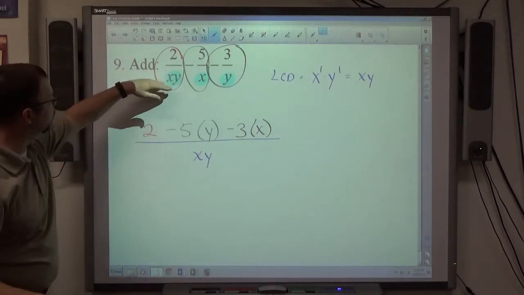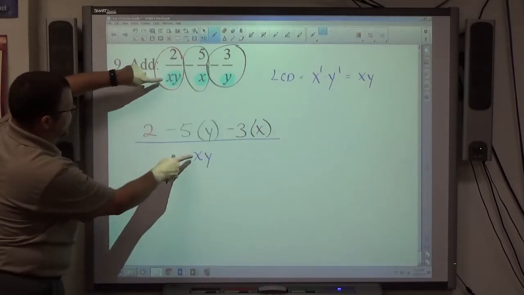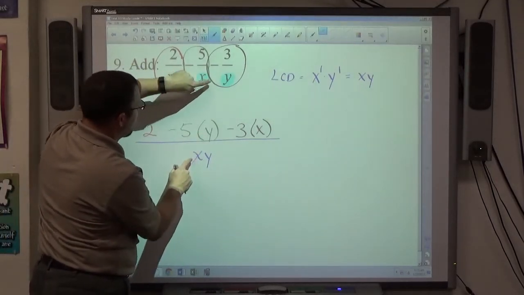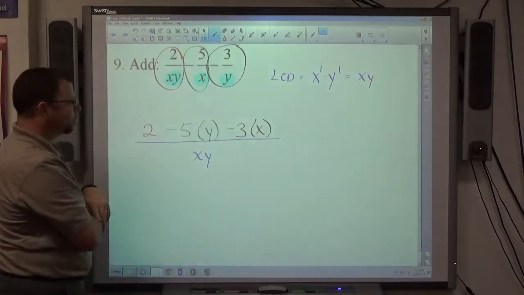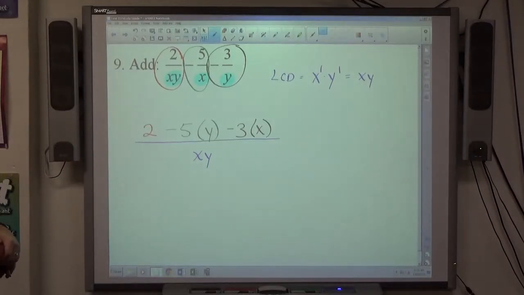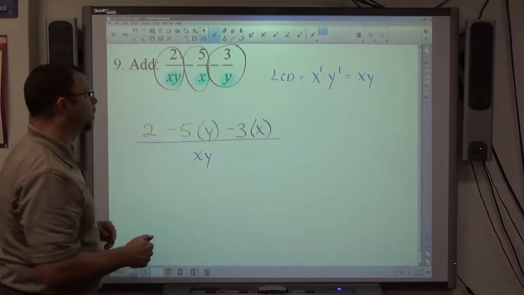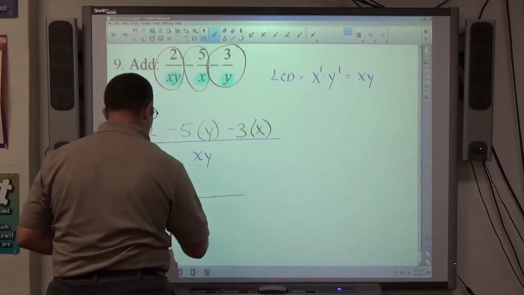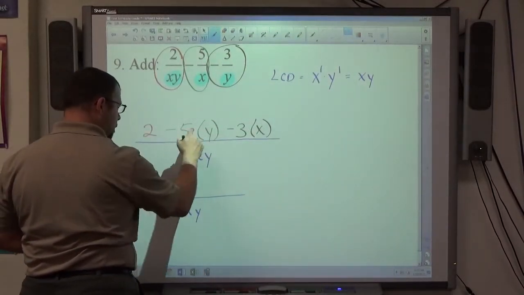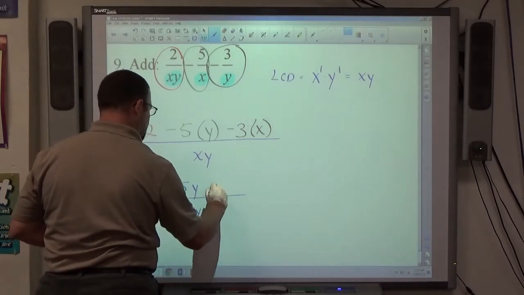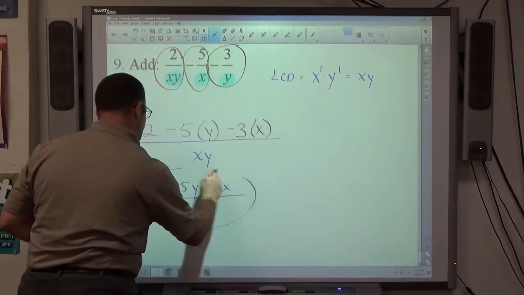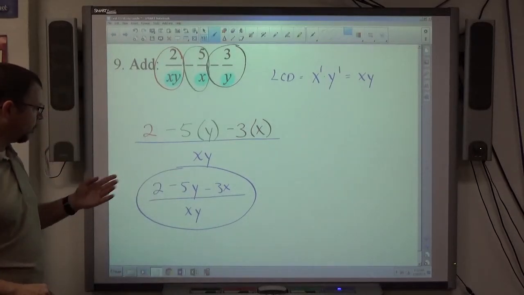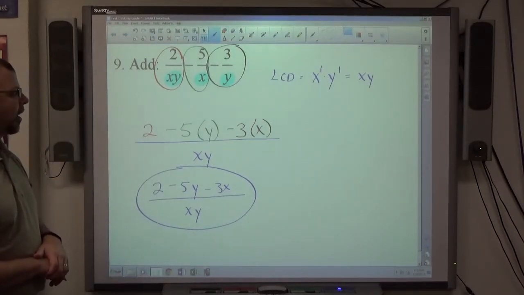Just compare the denominator from what it was to what it is. It didn't change, nothing happens. It changed by y, put a y on top. It changed by x, put an x on top. Once you get each numerator fixed, the answer's right there. We simply have to write it in the prettiest form possible. Xy on the bottom, 2 can't be prettier than 2. Minus 5y without the parentheses, minus 3x without the parentheses. Subtraction is impossible because the letters are different. There's no cancellation possible, so that's as far as I can go for that problem.